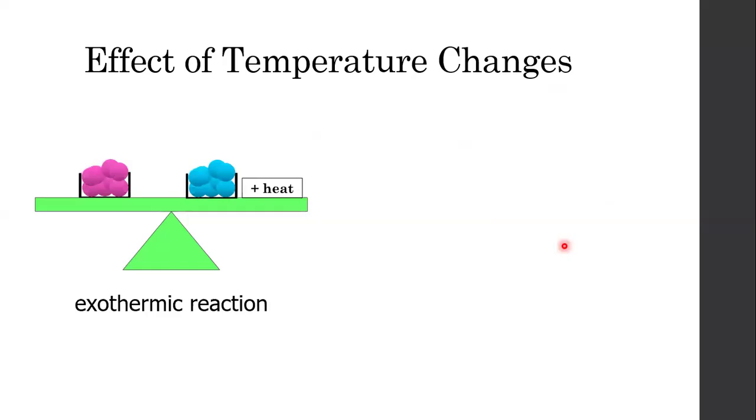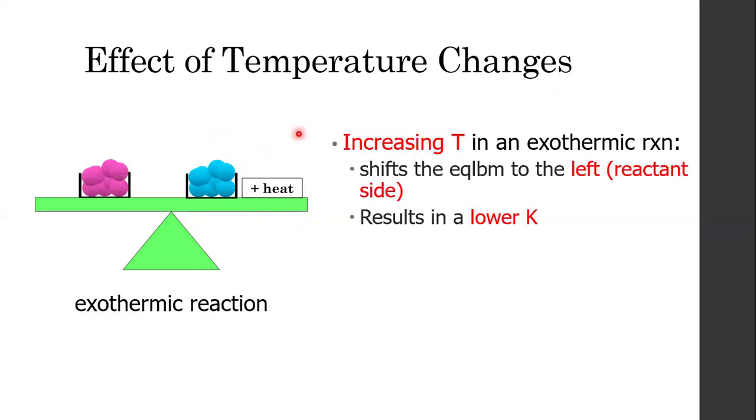Conversely, for exothermic reactions, wherein heat is sort of part of a product, increasing the temperature would make the right side sort of heavier. And this would shift equilibrium to the left, or to the reactant side. Also, increasing the temperature of an exothermic reaction results in a lower equilibrium constant.